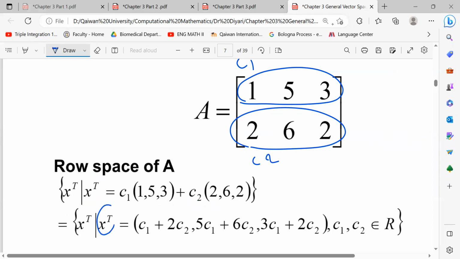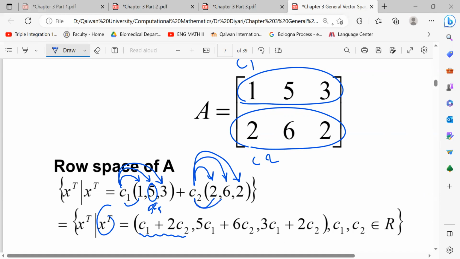So x transpose is C1 times 1, C1 times 5, C1 times 3. And here we have C2 times 2, C2 times 6, C2 times 2. Then the first entry is C1 plus 2C2, and C1 multiplied by 5 is 5C1.